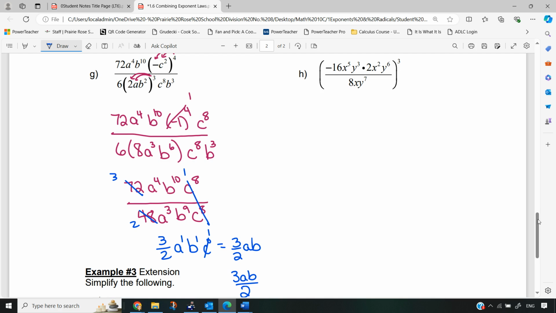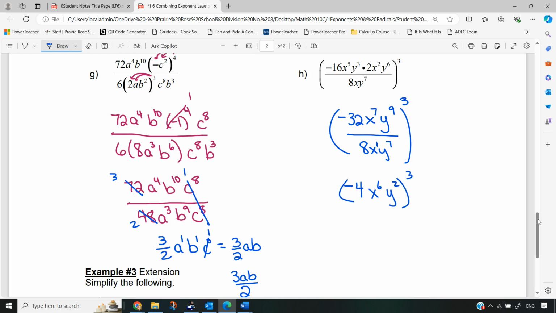For this example, again, we want to simplify within the brackets first and then bring in our exponent. So negative 16 times 2 is negative 32. X to the 5th times x squared is x to the 7th. And y cubed times y to the 6th is y to the 9th. And in the denominator, we have 8x y to the 7th. And all of this is in brackets with an exponent of 3. Negative 32 divided by 8 is negative 4. X to the 7th over x to the 1 is x to the 6th. And then we have y squared, all to the exponent of 3.